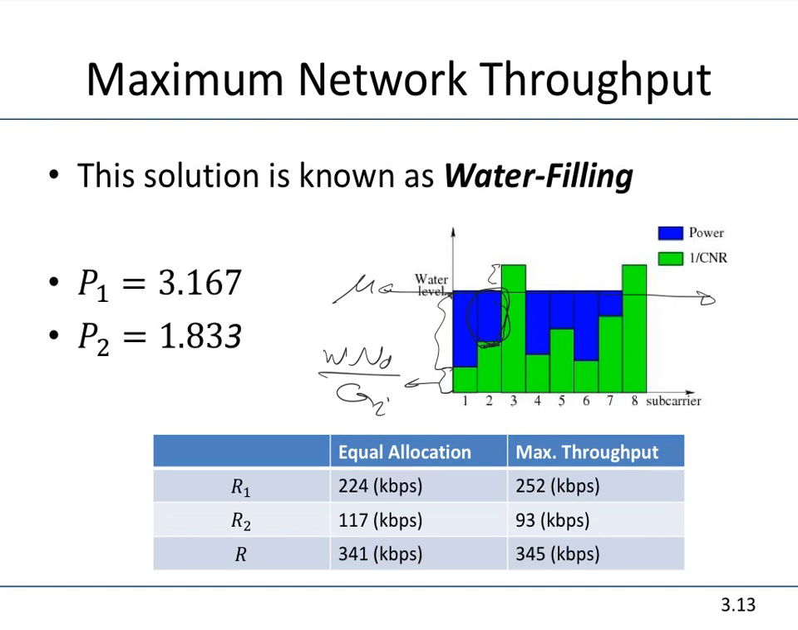If it is above the water level, then no more resources can be allocated. If it's below the water level like this one, this means that we can give you all these resources. In each time slot, remember, the green bars: if it's low, this means that you have very good conditions. If it's high, this means that you have very bad conditions. So the bar does not indicate how good, it indicates how bad.